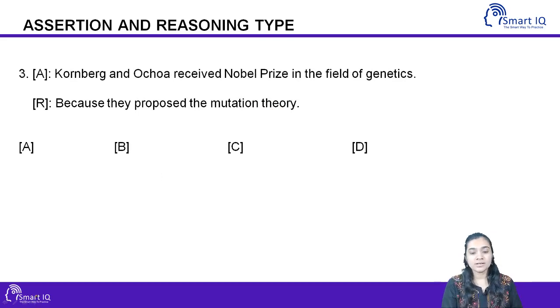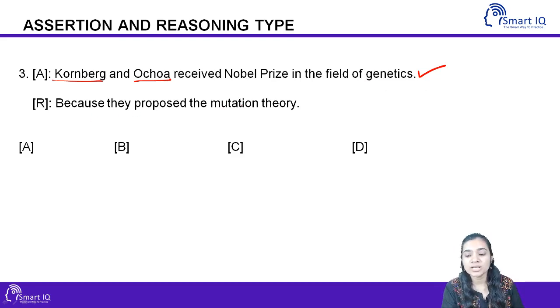Now this question. Kornberg and Ochoa received the Nobel Prize in the field of genetics. Such questions are obviously fact-based. So you need to know that Kornberg and Ochoa received a Nobel Prize in the field of genetics, or molecular biology as it is called now, for discovering and characterizing DNA polymerases. So the statement that they received a Nobel Prize is correct.